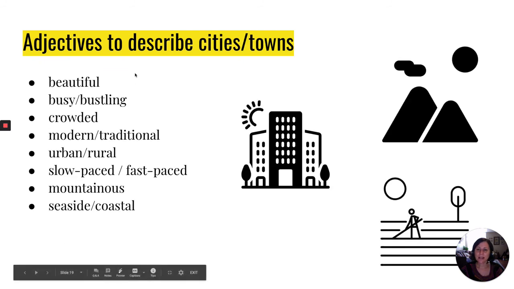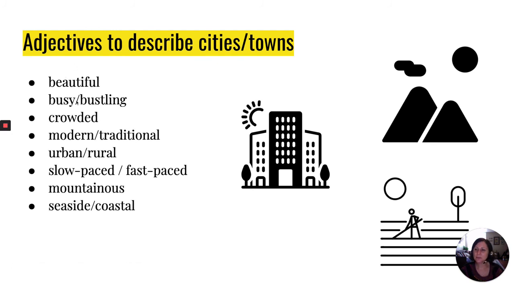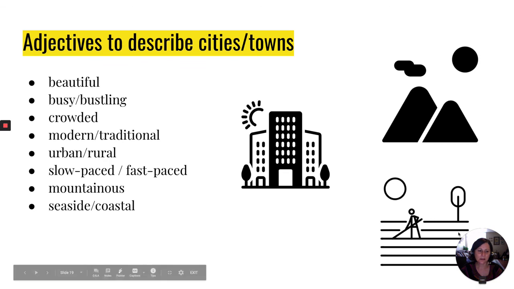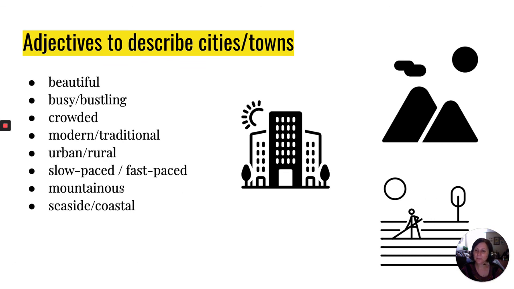There are also adjectives you can use to describe cities and towns that you come from or that you visited. Beautiful, busy, bustling means busy. Crowded, lots of people. Modern, which means new, or traditional, which means kind of old-fashioned. Urban, which means of the city, or rural, like the countryside, or areas where people farm.